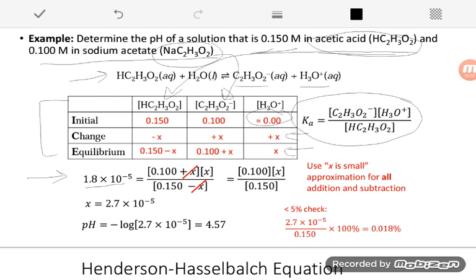So we plug in our Ka, and then we plug in everything from the equilibrium row. Once again, we can use the x is small approximation, since K is small, x must be small, and we can do that every time we add or subtract. The whole premise of x is small is that adding or subtracting a small number makes very little difference. And we get to this expression here, and we simplify.